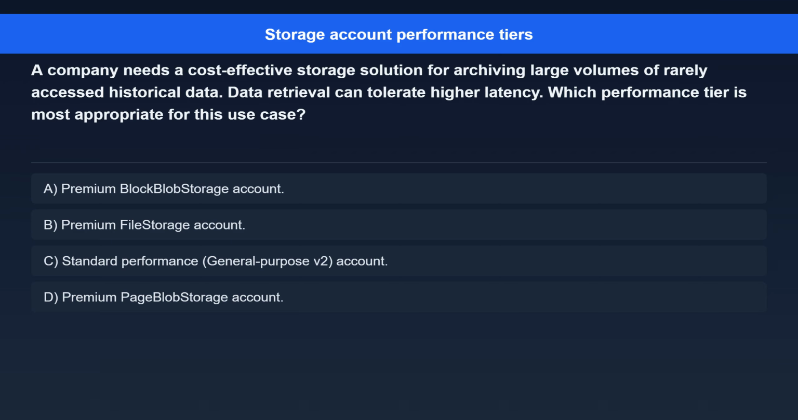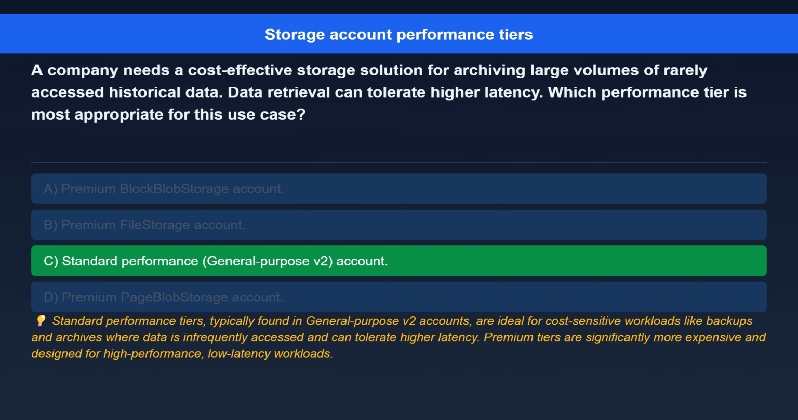Question 5. A company needs a cost-effective storage solution for archiving large volumes of rarely accessed historical data. Data retrieval can tolerate higher latency. Which performance tier is most appropriate for this use case? Option A. Premium blob storage account. Option B. Premium file storage account. Option C. Standard performance, general purpose version 2 account. Option D. Premium page blob storage account.